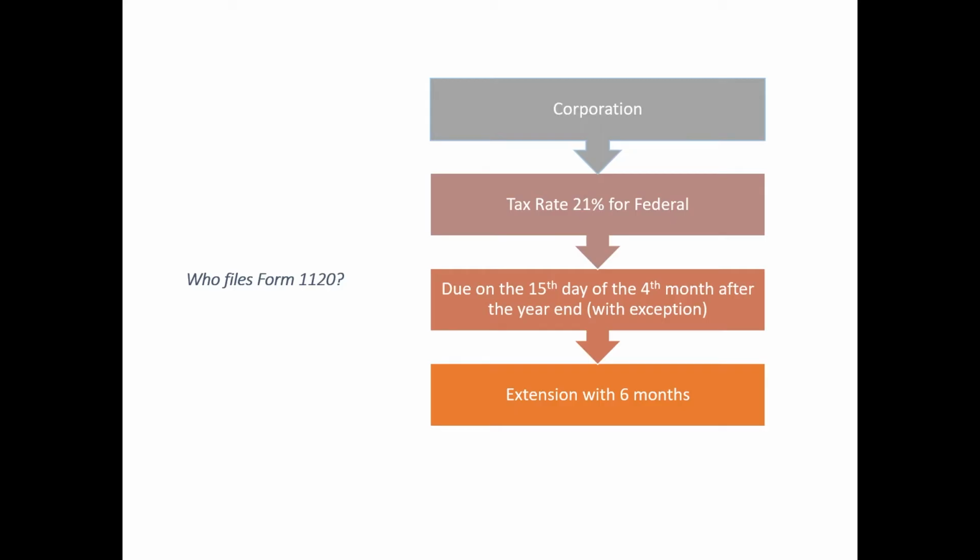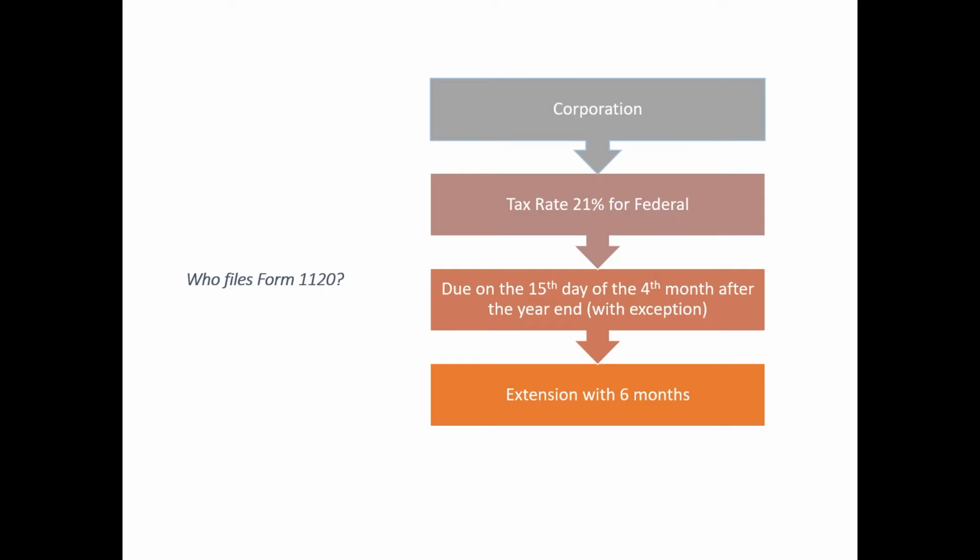The tax return is due on the 15th day of the fourth month after the year end, with an exception for accounting year ended June. So if your accounting year end is June 30th, the tax return will be due on the 15th day of the third month after the year end. Any taxable income reported on this form will be taxed at 21% for federal income tax purposes.